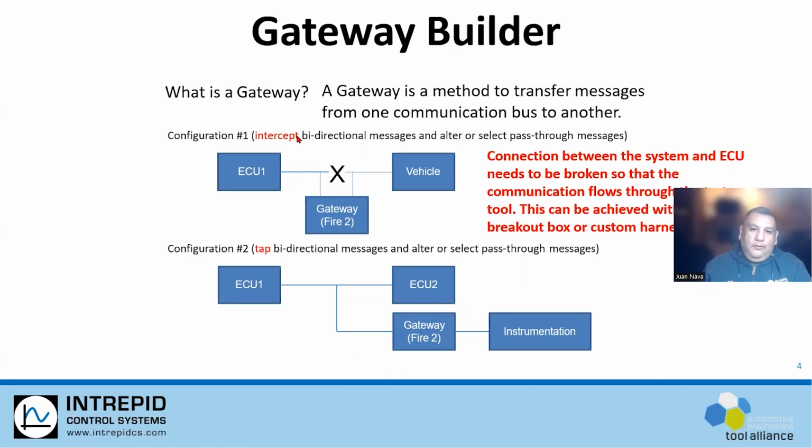Now, when we're creating a gateway, we do need to break the communication between the ECU and the rest of the vehicle. The best non-destructive method of doing this would be to use a breakout box. You can certainly cut wires, but usually you want to be able to put the vehicle or the system back to its normal state without altering it, especially if it's a vehicle that's going to be sold, for example. You definitely don't want to destroy cables or wires.